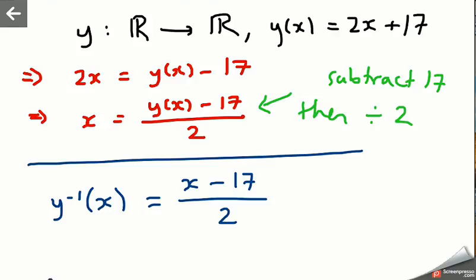And also we need to label the domain and range of y inverse. Well, it's nice and easy because the domain of y inverse is equal to the range of y. So in this case, y inverse has domain R, and it also has range equal to the domain of y. So its range is also equal to R in this case.